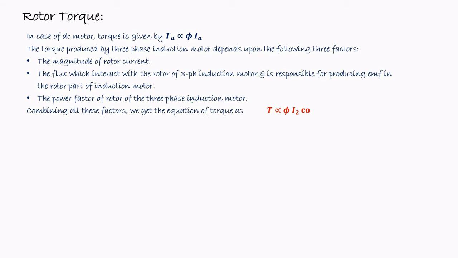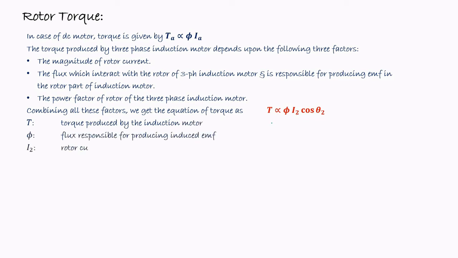Now, combining all these factors, we get the equation of the torque of a three-phase induction motor as T is proportional to phi into I2 into cos phi 2, where phi is the rotating magnetic field, I2 is the current flowing through the rotor winding, and cos phi 2 is the power factor of the rotor winding. So here, T is the torque produced in the induction motor, phi is the flux, the rotating magnetic field which is responsible for producing the induced EMF, I2 is the rotor current, and cos phi 2 is the power factor of the rotor circuit.